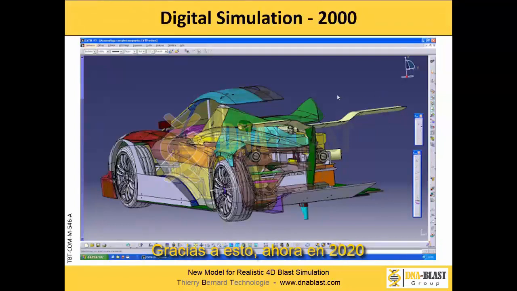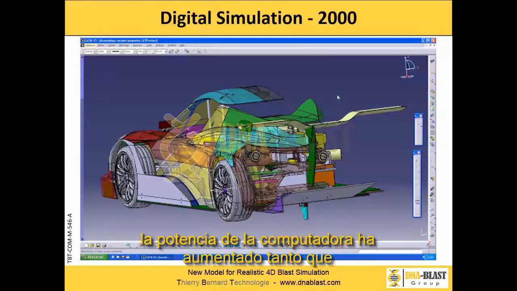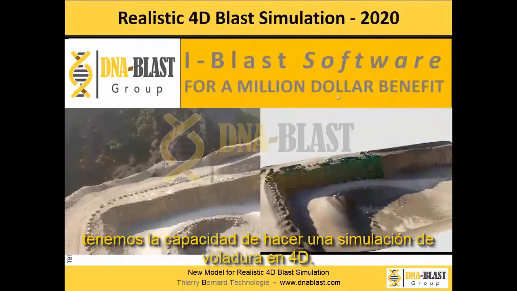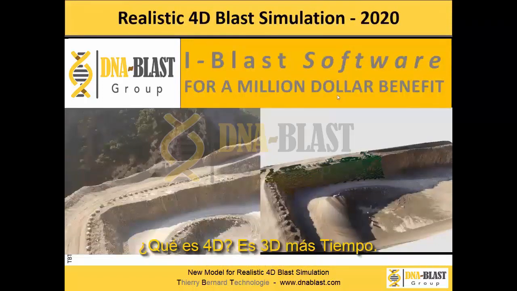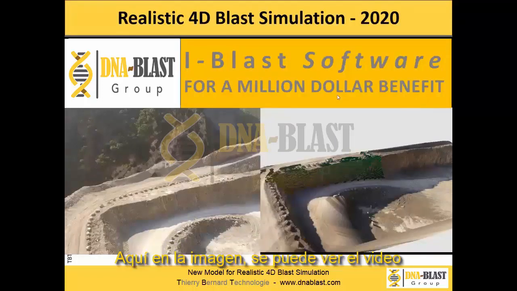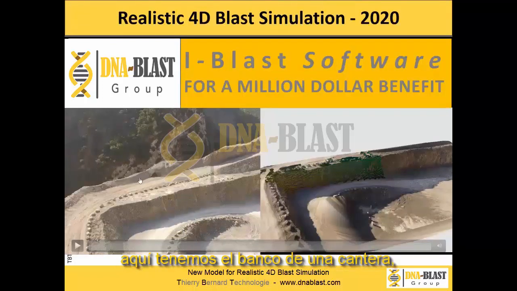Thanks to that, now we're in 2020, and this computer power has increased so much that we have the ability to do 4D blast simulation. What is 4D? It's 3D plus time. Here in the picture you can see the video. Here you will have the bench of a quarry, and here you've got the model. So what you see here is not a photo, it's definitively a model based on a cloud of points, and here you see that the bench where the blast is has been modeled.